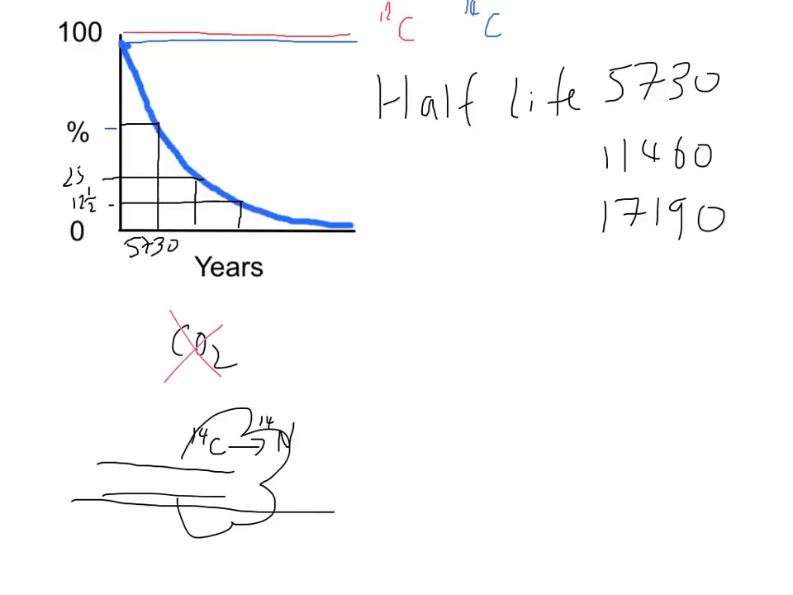Now, this technique can only work in organisms that have carbon in them, so it needs plenty of carbon, and it can only be for quite recent organisms up to 60,000 years, because at about that time there's so little carbon 14 down around here that it's very hard to measure and the readings aren't very accurate.